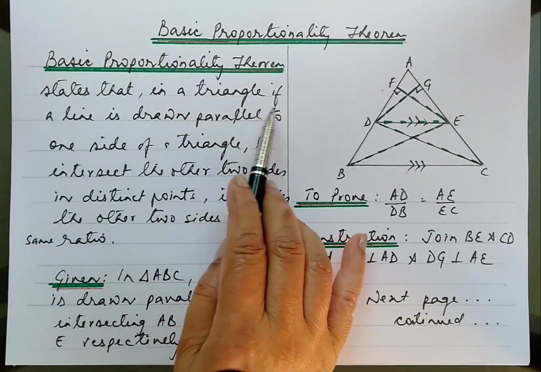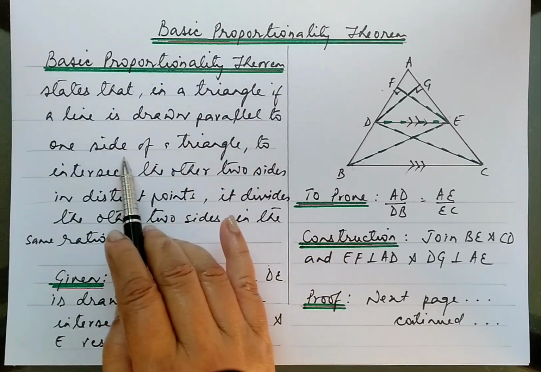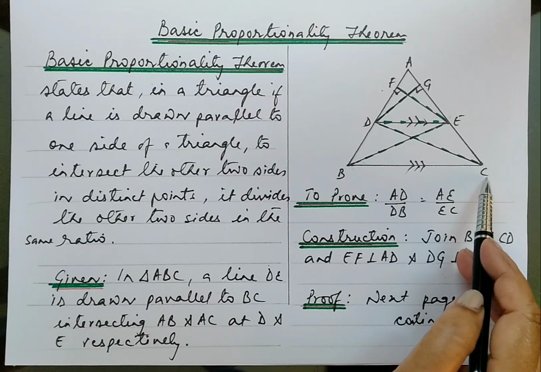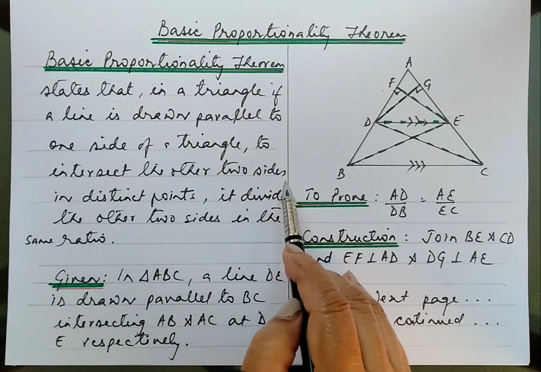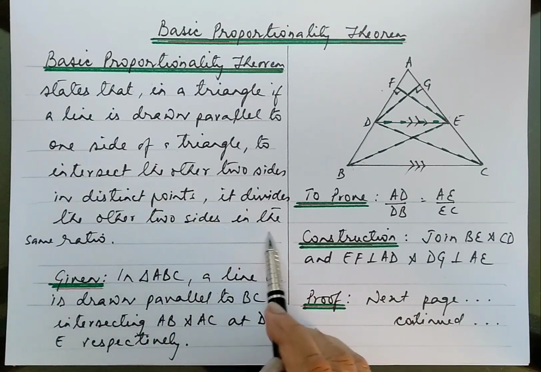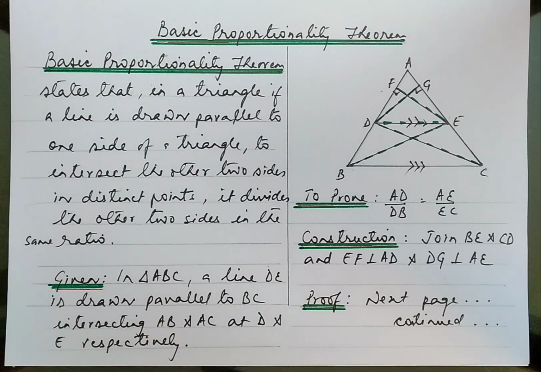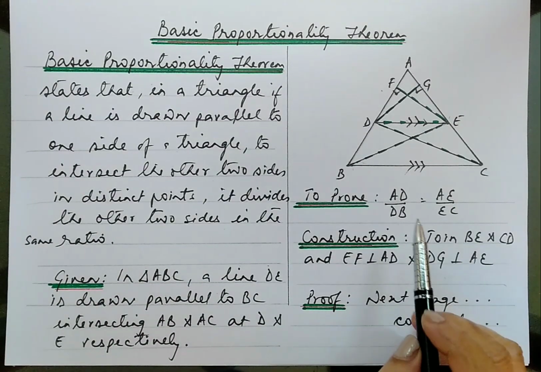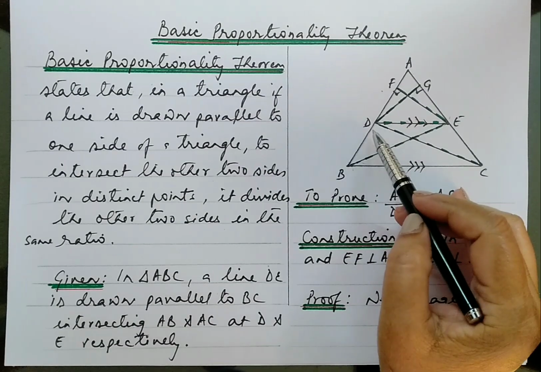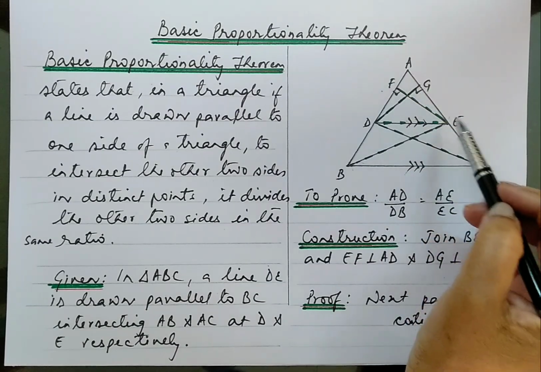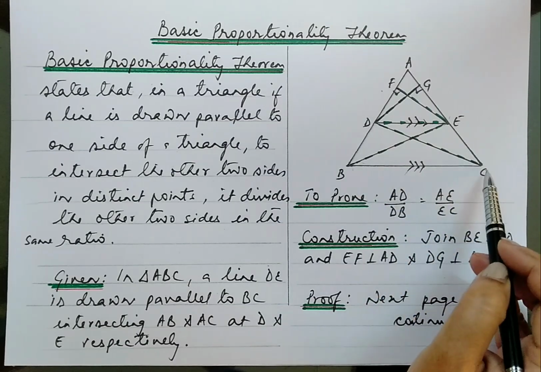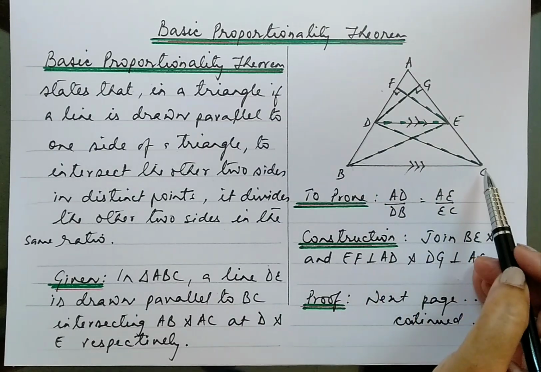See, it states that in a triangle, if a line is drawn parallel to one side of the triangle, say DE is made parallel to BC to intersect the other two sides in distinct points, it divides the other two sides in the same ratio, correct? So we are out to prove that AD upon DB is equal to AE upon EC, provided DE is parallel to BC, one of the sides of the triangle.